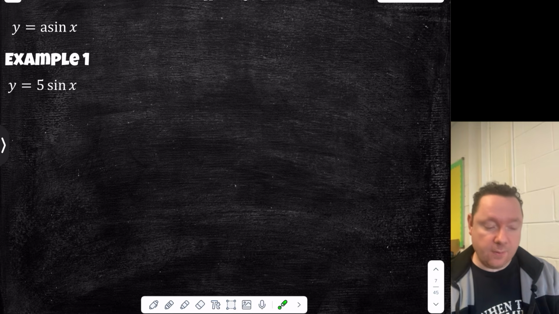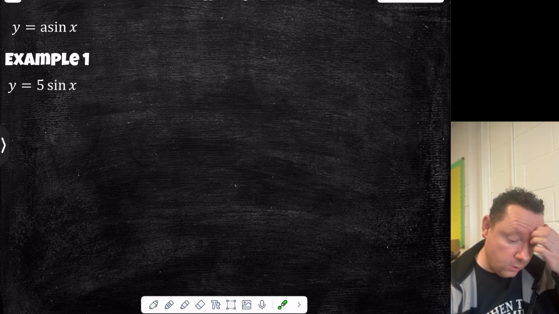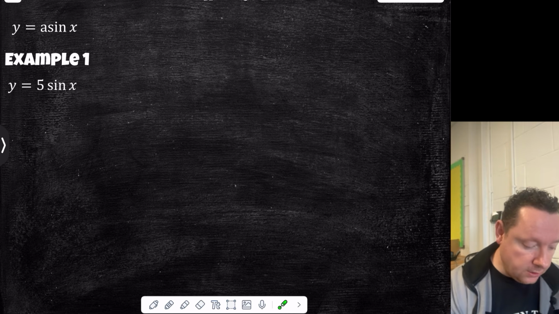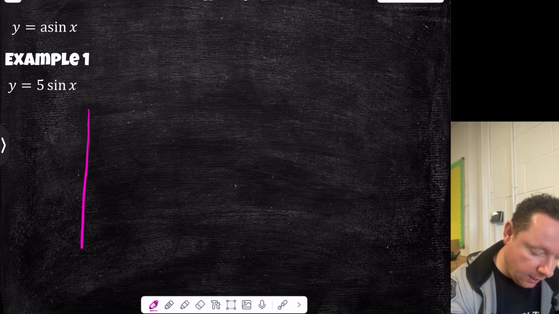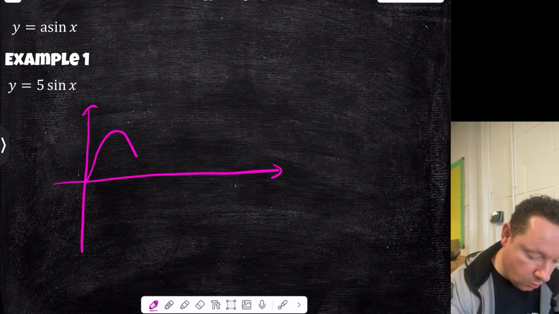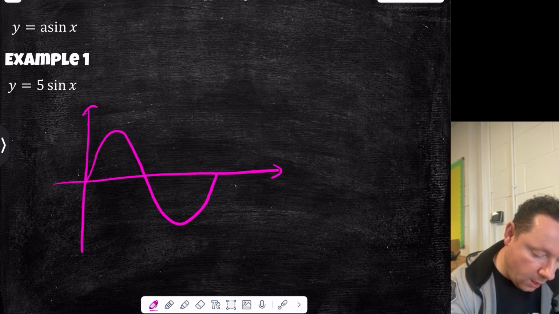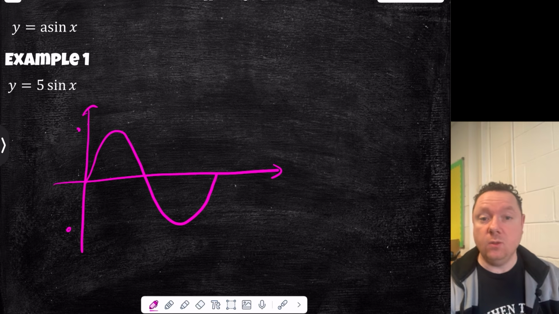Okay, so let's look at some examples of what you would do with this. So let's look at the amplitude first of all. Let's say I've got y equals 5 sine x. Well, the normal sine graph, which you need to be able to draw, goes like so, and that's just a wee quick sketch. And usually it goes to 1 and -1, the max and min is 1 and -1.